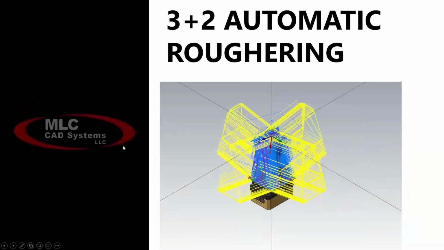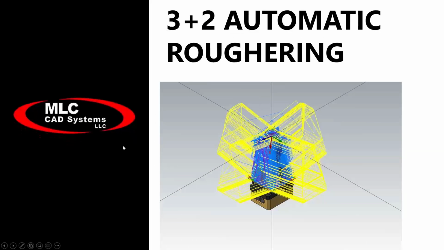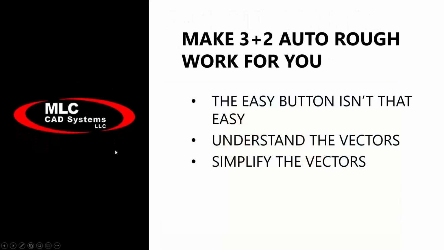Alrighty. So we have a brand new toolpath. It's the 3+2 automatic roughing. Now, anything that's automatic can get a little wild. So the benefits, the easy button isn't always that easy. Understanding vectors and being able to simplify the vectors.